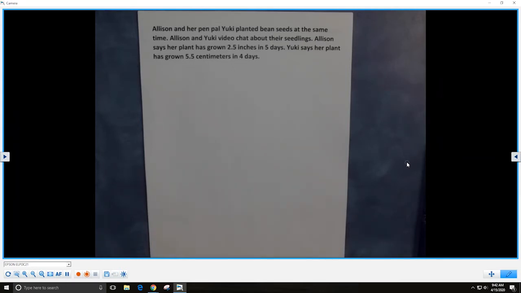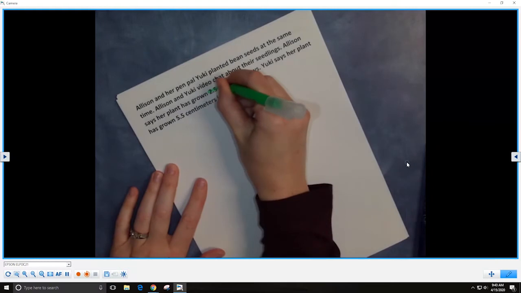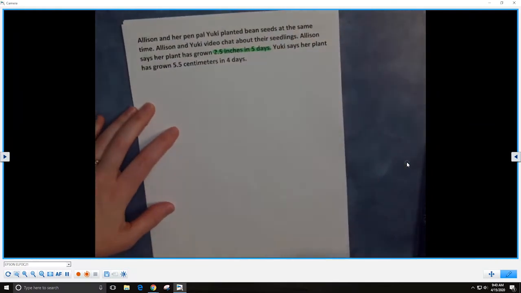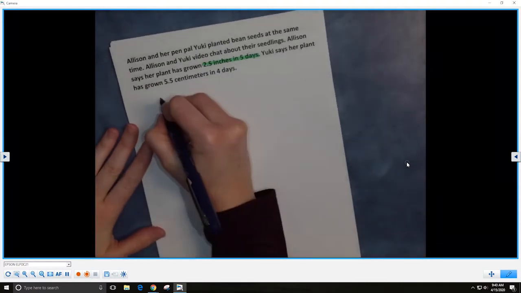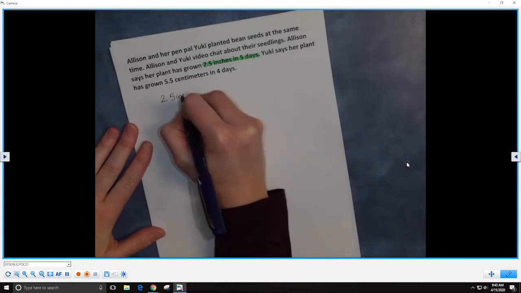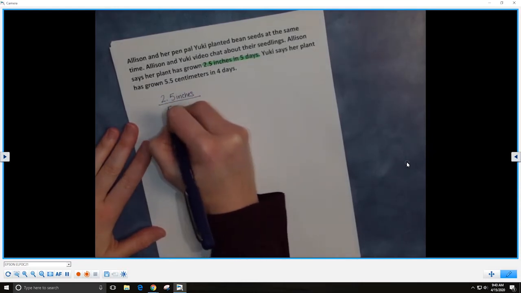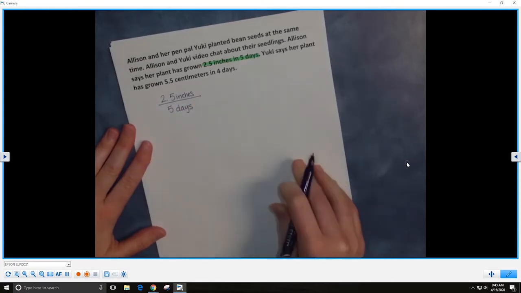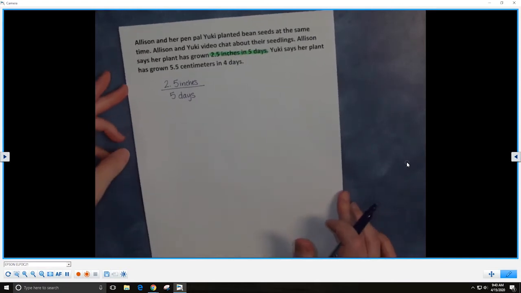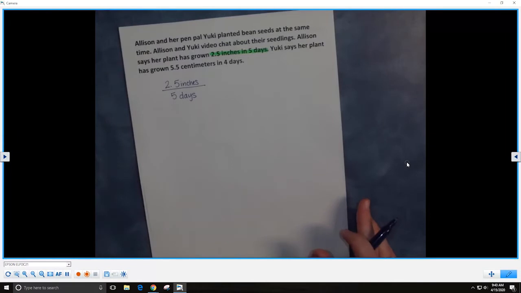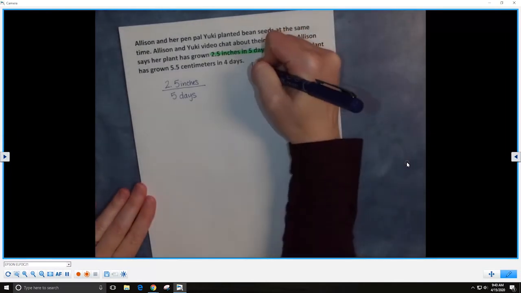Okay, Allison's plant grew 2.5 inches in 5 days. I wonder how many inches it grew per day. We can create a ratio that will help us think about this situation. Let's start with our ratio. So 2.5 inches in 5 days. Okay. Let's use this ratio and let's now create a unit rate. Remember that a unit rate is a rate with a denominator of 1.